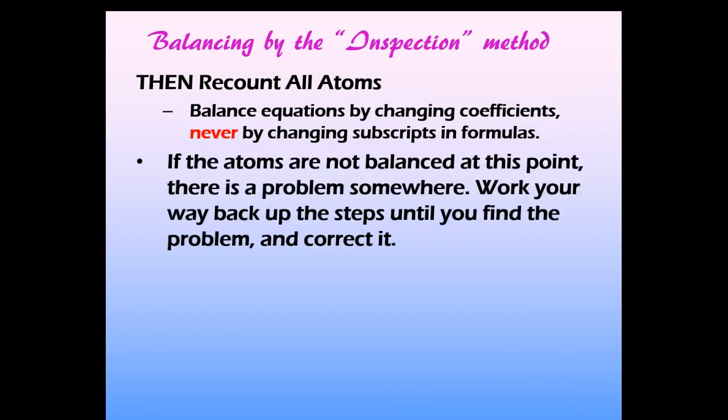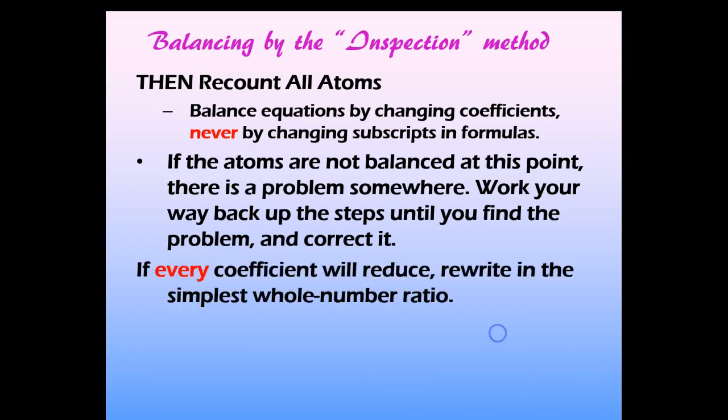If the atoms are not balanced at this point, you need to go back to the previous slide and check each one of the elements systematically. Work your way back up the steps until you find the problem. So see if the hydrogens are wrong, then the oxygens, and so forth.